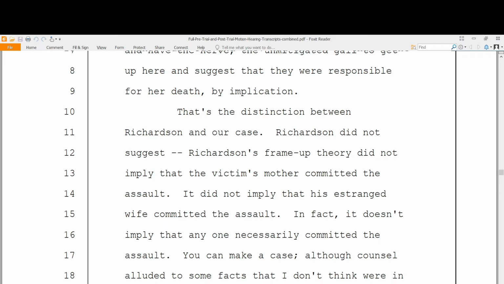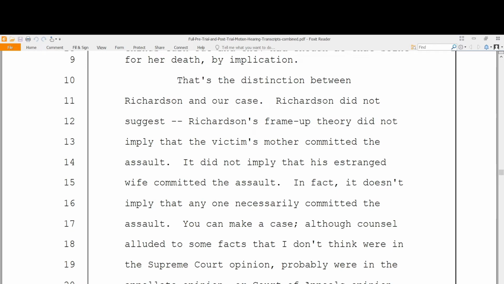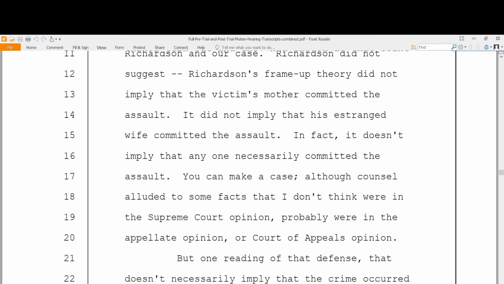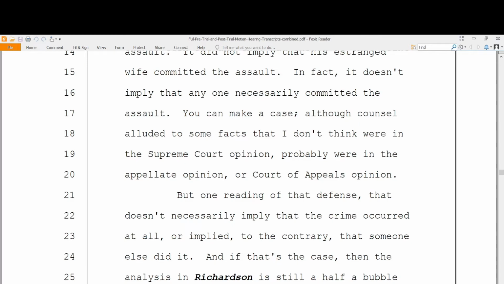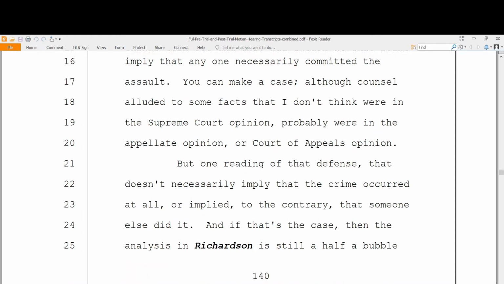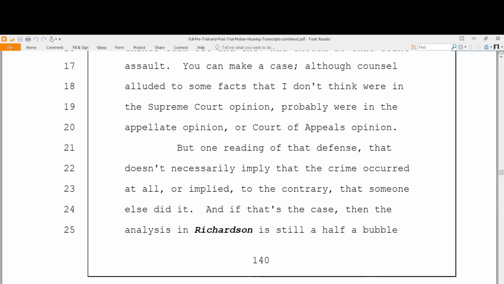Richardson's frame-up theory did not imply that the victim's mother committed the assault. It did not imply his estranged wife committed the assault. In fact, it doesn't imply that anyone necessarily committed the assault. You can make a case, although counsel alluded to some of the facts that I don't think were in the Supreme Court opinion, probably were in the appellate opinion or Court of Appeals opinion. But one reading of the defense necessarily implied that the crime occurred at all, or implied to the contrary that someone else did it.